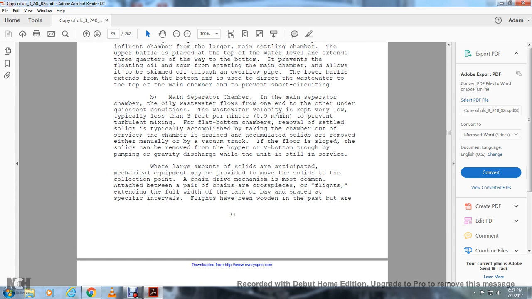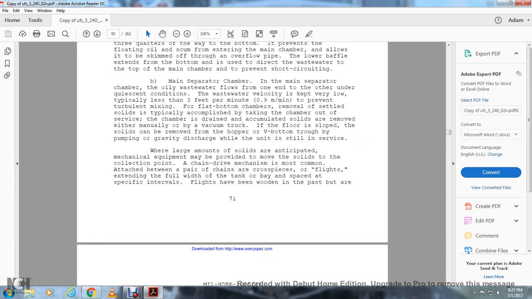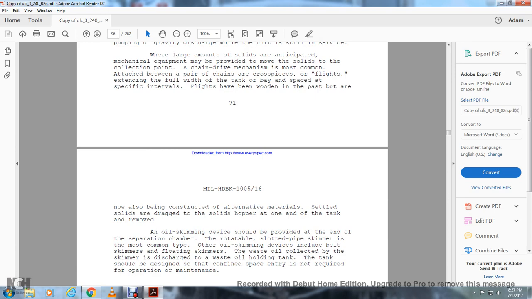If the floor is sloped, these solids can be removed from the hopper or the V-bottom by pumping or gravity discharge while the unit is still in service. When large amounts of solids are anticipated, mechanical equipment may be provided to move the solids to the collection point. A chain drive mechanism is most common, attached between a pair of chains with crosspieces, but the flights extend the full width of the tank and are spaced at regular intervals. The flights were wooden in the past, but are now also being constructed from alternative materials. Settled solids are drained into a solids hopper at one end of the tank and are removed.